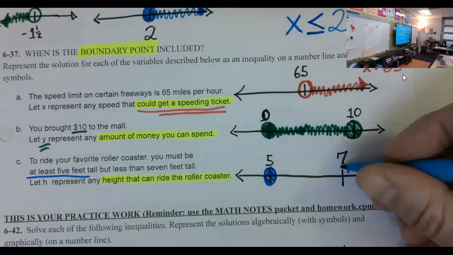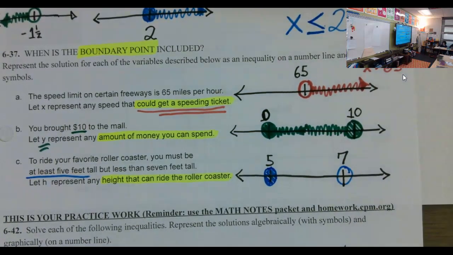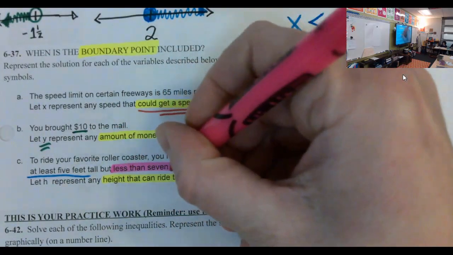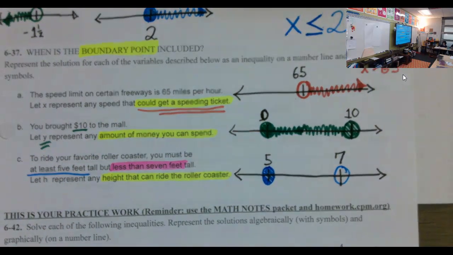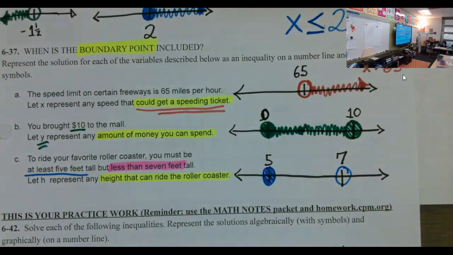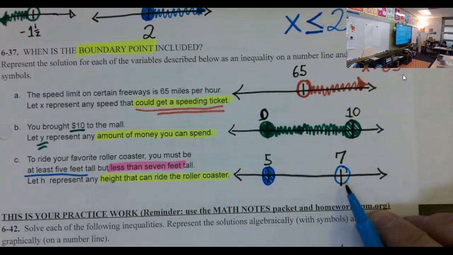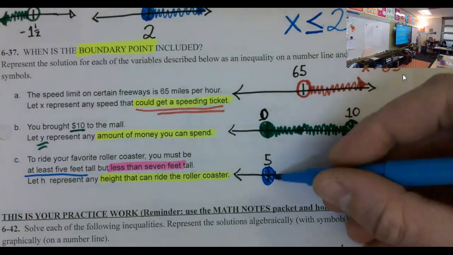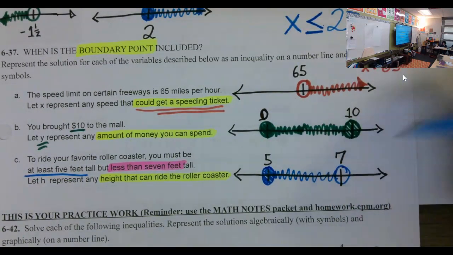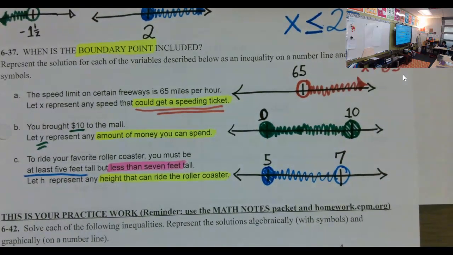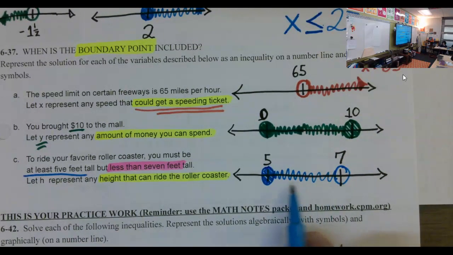All right, what about the circle at 7 feet? Less than 7 feet. There must be some kind of safety concern once you're 7 feet tall. We cannot shade that because we cannot be 7 feet. There we go. Are you in this range? Some of you are, some of you are not.